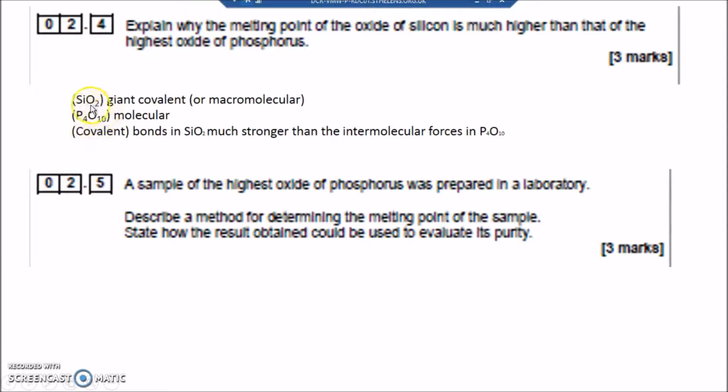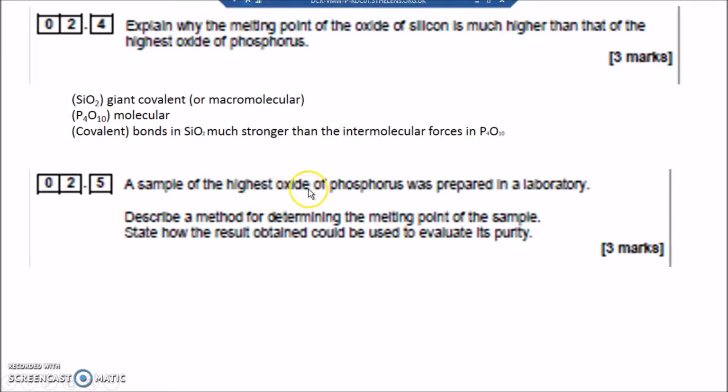Those are single molecules that are attracted to each other by van der Waals forces, whereas SiO2 is a giant covalent macromolecule with covalent bonds between all of the atoms in a large lattice. And so the bonds in SiO2 are much stronger than the intermolecular weak van der Waals forces in P4O10.